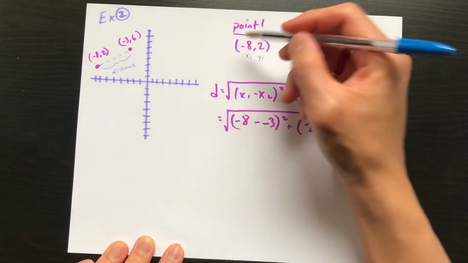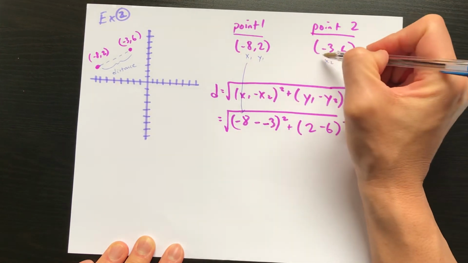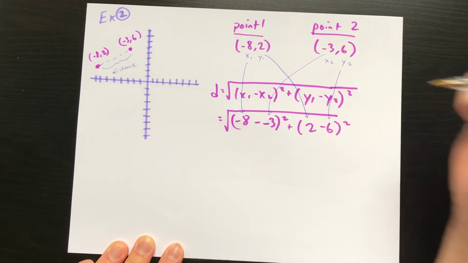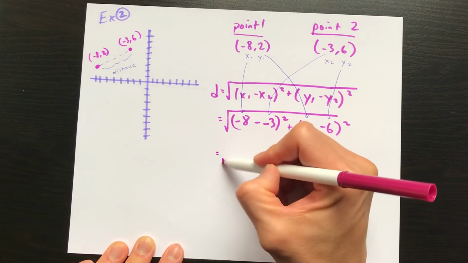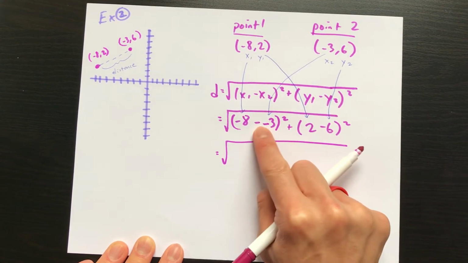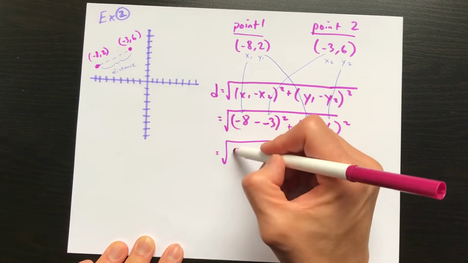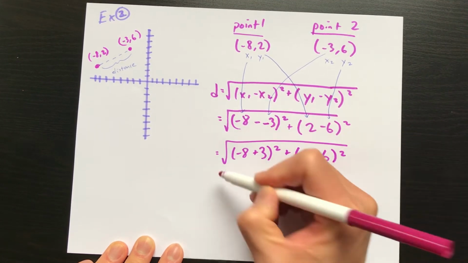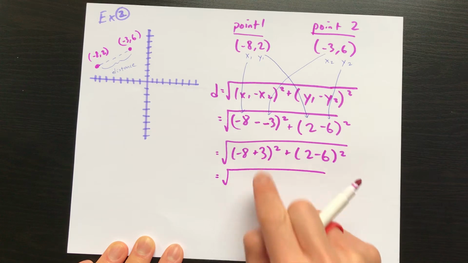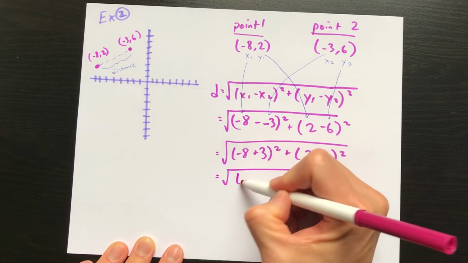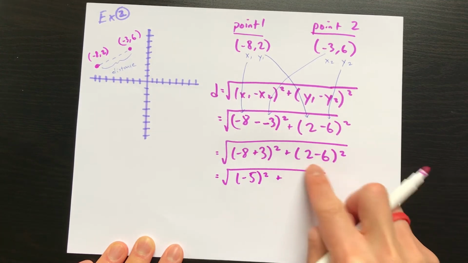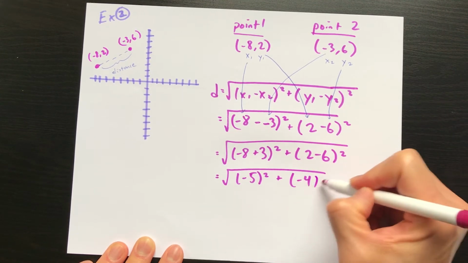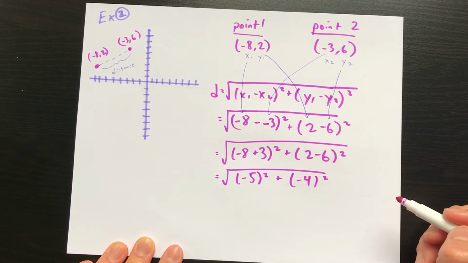Hopefully you guys can see that this value came here, this value came here, this value came here, and then this value right there. So now let's follow PEMDAS. Remember, a negative and a negative, that becomes a plus, right? So it's really negative 8 plus 3 squared plus 2 minus 6 squared. Negative 8 plus 3, which is more? The 8 is more. How much more? It's 5 more, so it's negative 5 squared. 2 minus 6. Class, is that 4? Nope, it's not 4. It's negative 4.